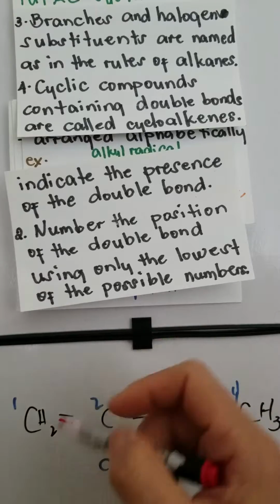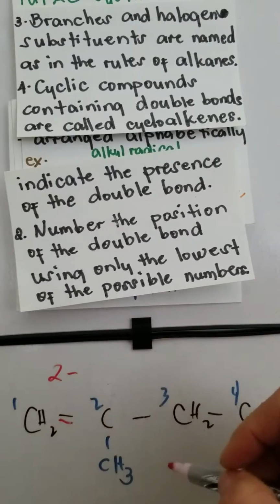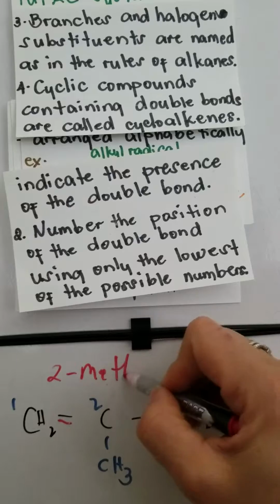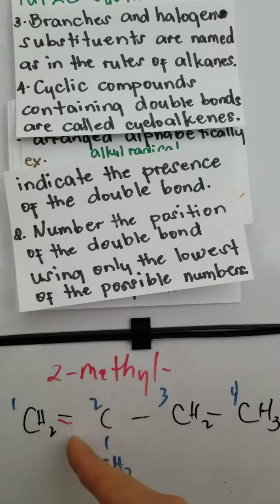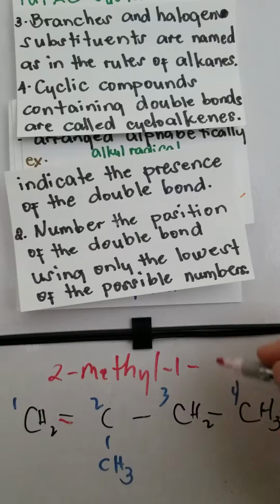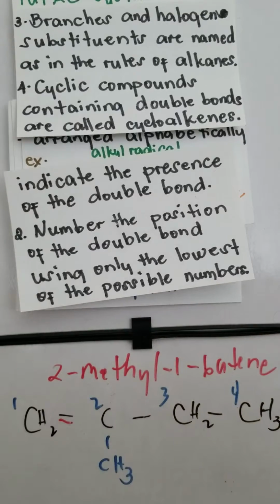So to name this structure, you have 2-methyl, the methyl group, then the location of your double bond for the parent chain, 1, dash, how many carbon atoms? Butene. Okay, so that is under the third rule of the IUPAC system of nomenclature for the naming of alkene unsaturated hydrocarbon compounds.